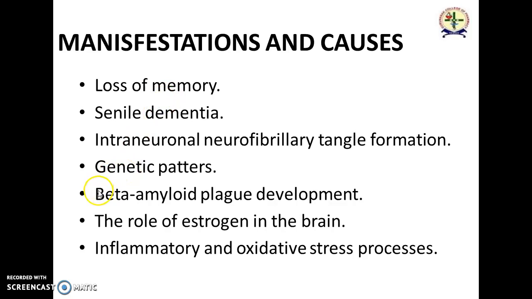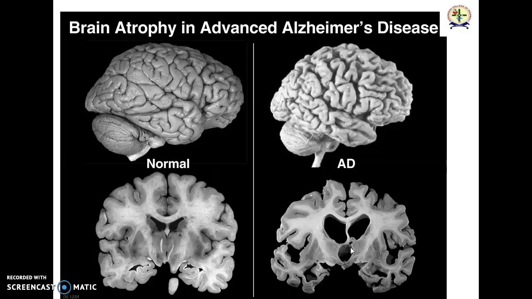Scientists say that it can be caused due to beta amyloid plaque development. Now, what is this beta amyloid plaque? It is a toxic material which develops in the neuron, which causes subsequent neurodegeneration, or it can be due to inflammatory and oxidative stress processes also.